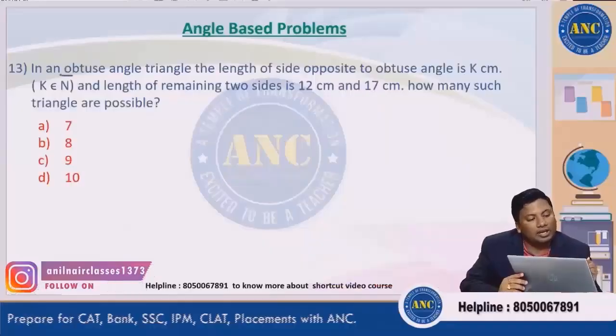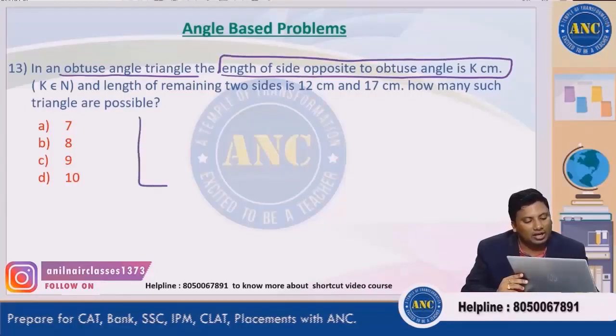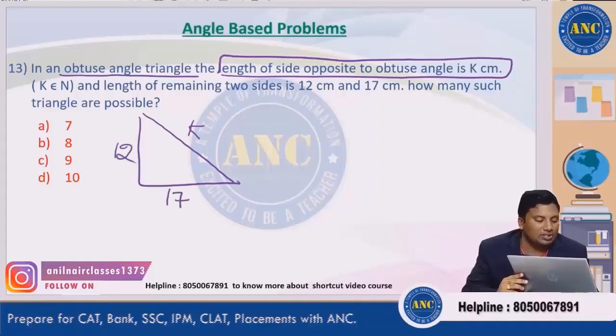In an obtuse angled triangle, another question. The length of the side opposite to the obtuse angle is clearly mentioned. In a right angled triangle, if I take the sides as 12 and 17, this is for a right angled triangle. Because it is an obtuse angled triangle, the figure will be like this.